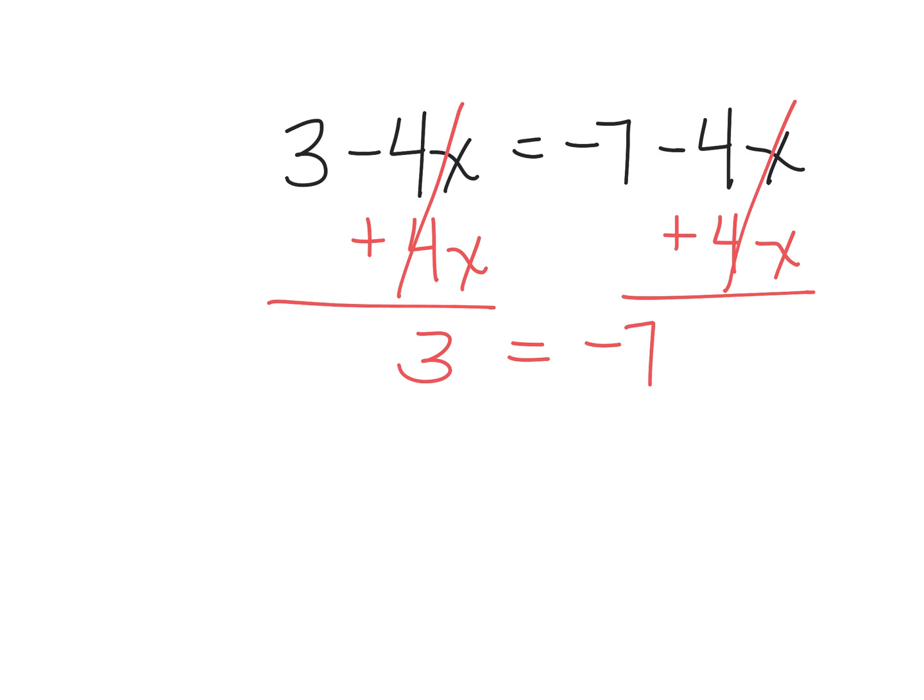Well, this is intriguing. This final statement says that 3 equals negative 7. Well, in fact, 3 does not equal negative 7. So did we do something wrong? And actually, no, we did a great job of solving this equation. However, we ended up with a statement that is never true.